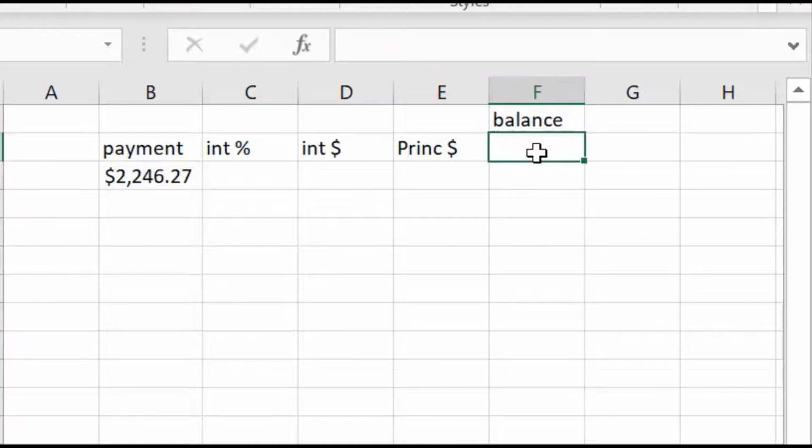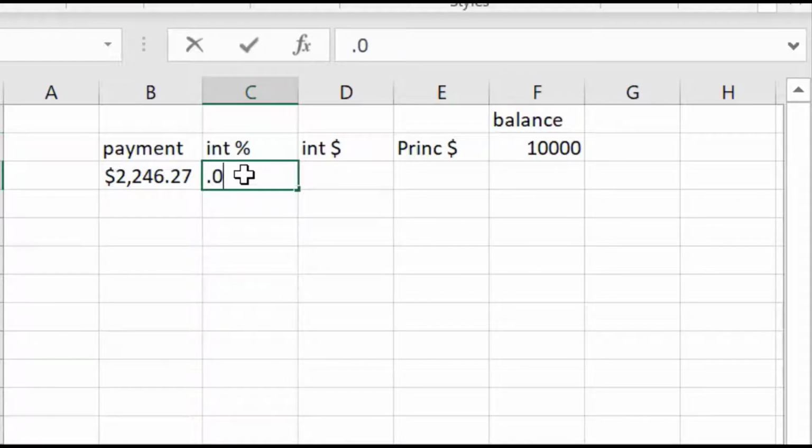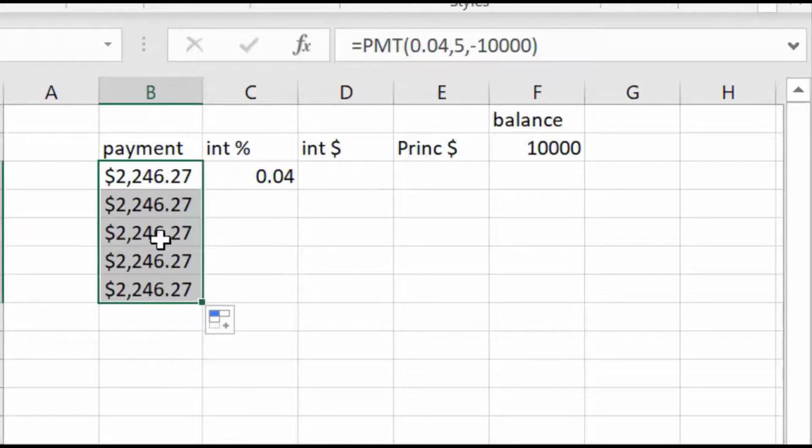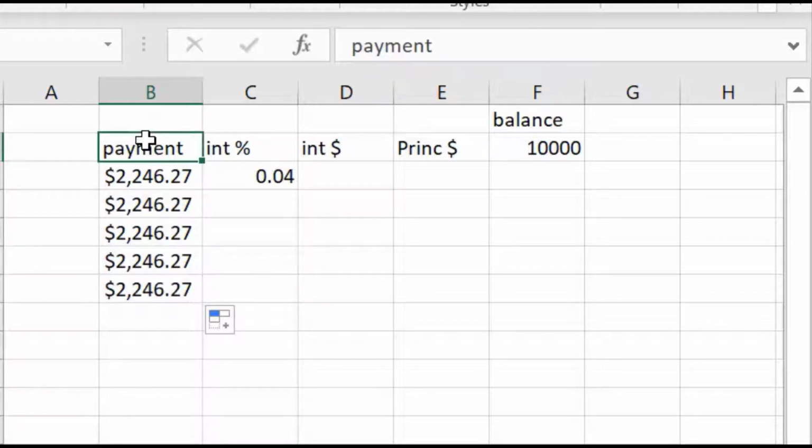We can fill this out from the prior example by taking $10,000 because that was our loan balance. Our interest percentage was 4%. We've calculated our payment as $2,246.27. I can pull this down for each one of the 5 years since that will be our payment. We have now completed the payment column. The way an amortization chart works and the way you pay back a loan is that every year you have to pay the interest percentage on your outstanding balance.